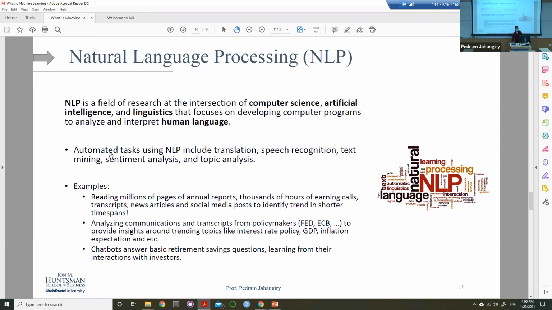So what are the applications? Automated tasks using NLP include translation, speech recognition, text mining, sentiment analysis, and topic analysis. Look at some examples. I don't know, 10 years ago, it was even impossible to think about going over all these records of the conference calls or the different company filings in the SEC, their earning calls, the statements, and things like that. But now, using NLP, we can read millions of pages of annual reports, thousands of hours of earning calls, literally listening to the voice of the earning calls, right? And transcripts, news articles, and things like that.